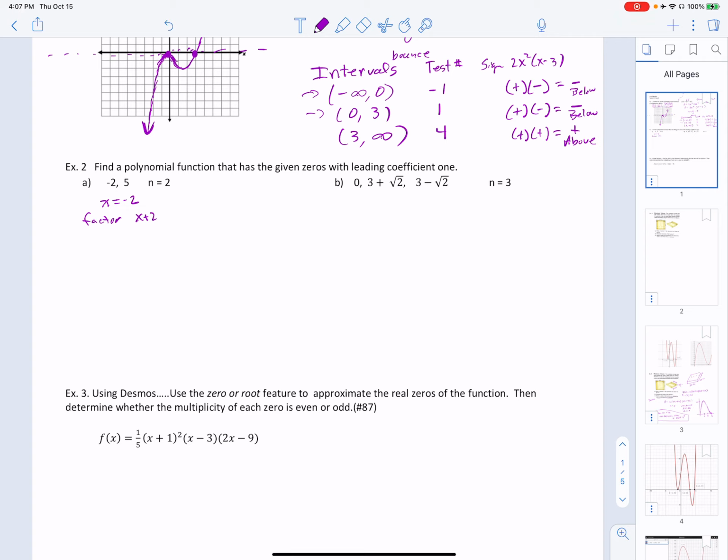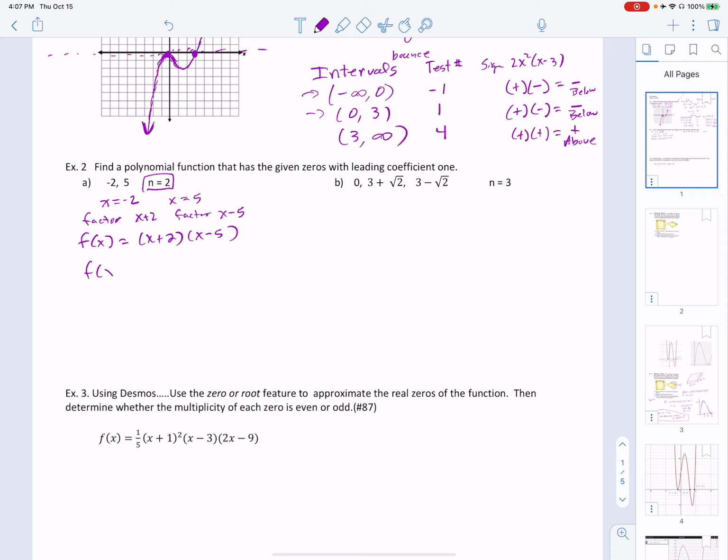And that's a factor that if it equals 0, well, it gives you an x-intercept at -2. So a factor is going to be x plus 2. And then a 5, that means x equaling 5. And so a factor from that is x minus 5. And we want it to be of degree 2. So if -2 is a root, then x plus 2 is a factor. And if 5 is a root, then x minus 5 is a factor.